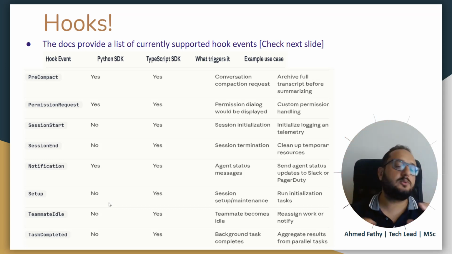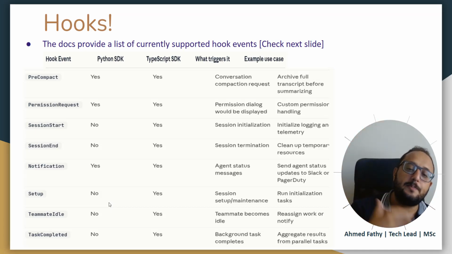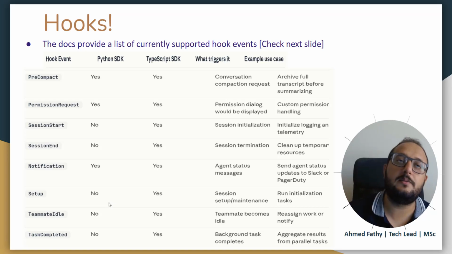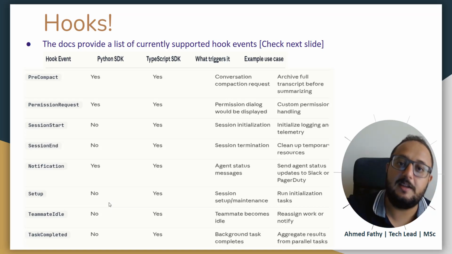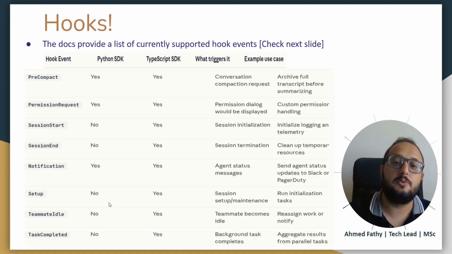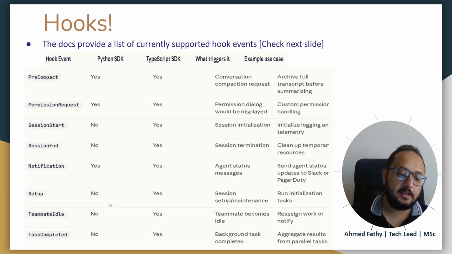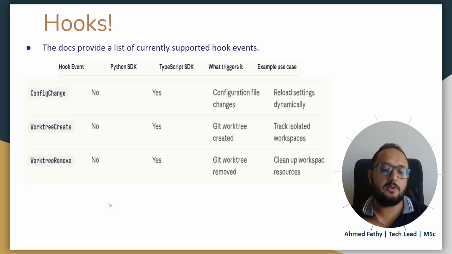So this really tries to compress the context in a smart way. But then before the compaction happens, you can ask the agent, or the workflow, or Claude Code for that matter, to just dump the current context or something before compaction, right? You can do whatever you want in this case. You also have some more: permission request, session start, session end, notification, setup, teammate idle, task completed, config change, work tree create, work tree remove.